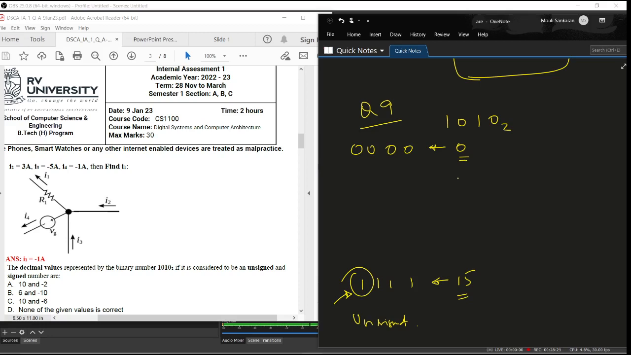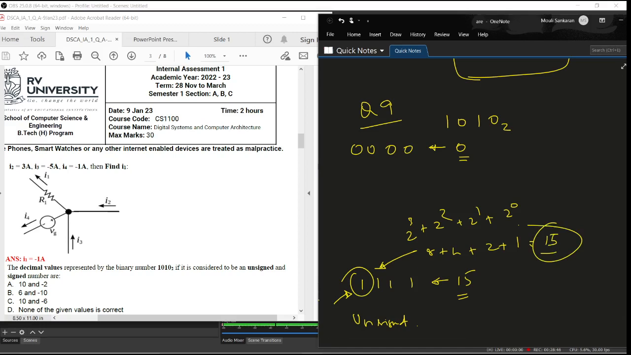Okay, that means what? You will compute it as 2 power 3 plus 2 power 2 plus 2 power 1 plus, of course, 2 power 0, which is 1. So this is 8 plus 4 plus 2 plus 1, which is 15. Okay, so this is the value if it happens to be 1111.